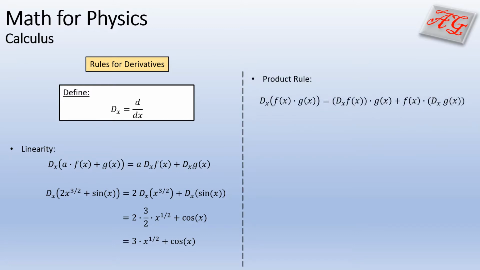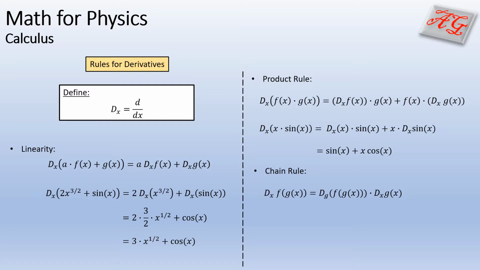Then there is the product rule. That means that the derivative with respect to x of the product of two functions is the derivative with respect to x of the first function times the second function plus the first function times the derivative with respect to x of the second function. For example, the derivative with respect to x of x times sine of x is the derivative with respect to x of x times sine of x plus x times the derivative with respect to x of sine of x, that after simplification yields sine of x plus x times cosine of x.